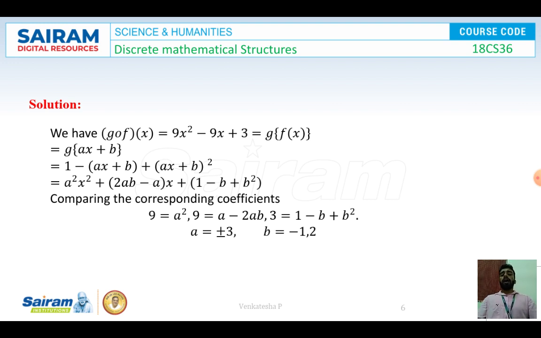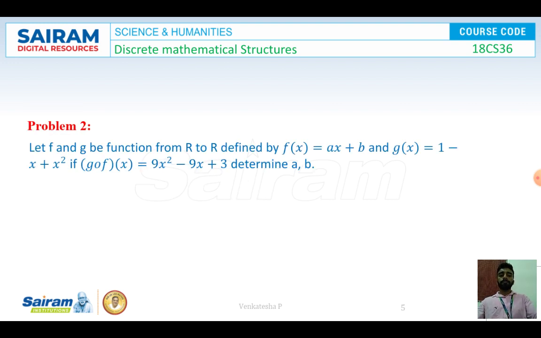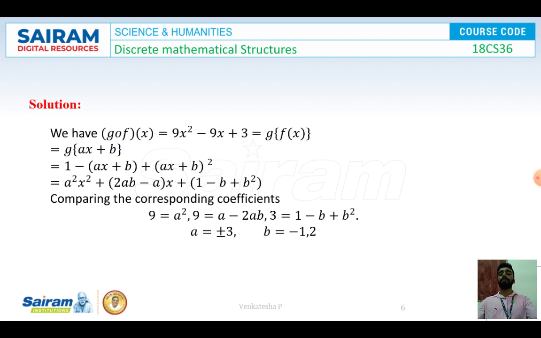Now I need to find g of f of x. Given f of x is actually ax plus b, so I'm going to incorporate that f of x value here. So I'll be getting g of ax plus b. I'm going to rewrite this g of ax plus b in terms of the g of x function, which is 1 minus x plus x square. In the place of x, I'll be replacing ax plus b. So I'll be getting 1 minus (ax plus b) plus (ax plus b) whole square. Expanding this, I'll be getting a square x square plus (2ab minus a) x plus 1 minus b plus b square.